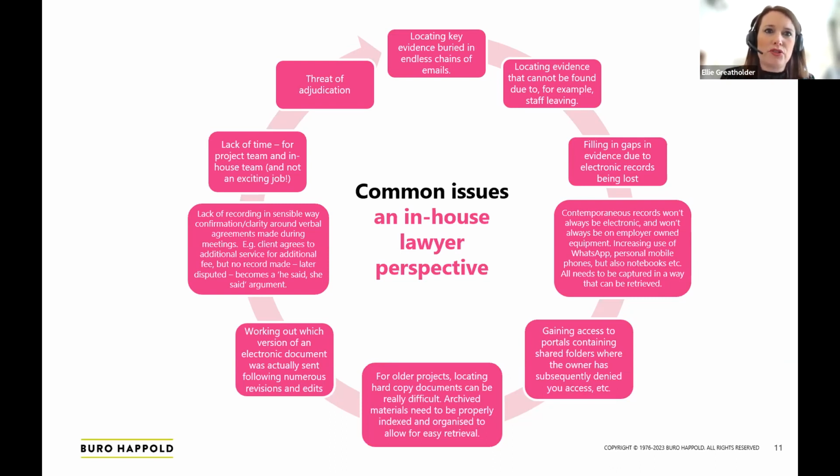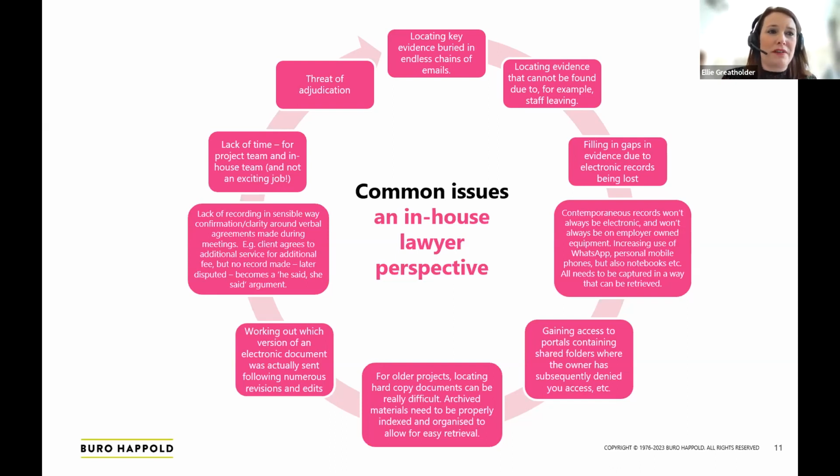For older projects, locating hard copy documents can be really difficult. And we have experienced, literally yesterday, I had to send a paralegal in our team to wander down the road to one of our archive warehouses to help try and find a copy of a contract that I could do with looking at. Really difficult. Archive materials need to be properly indexed and organised in order for them to be easily retrieved. And that's a useful practical pointer. Again, we can't change what's already happened in the past.